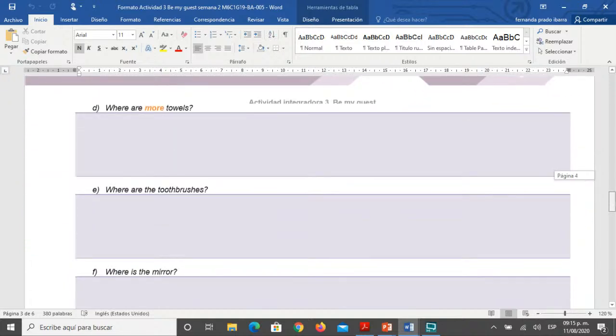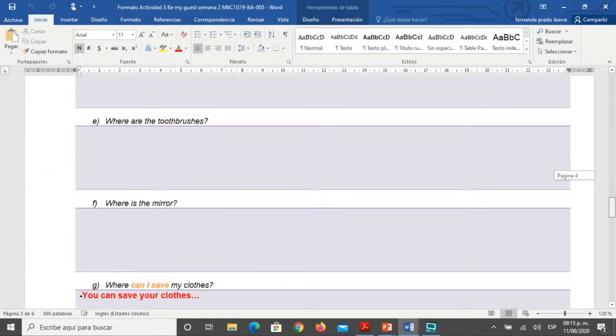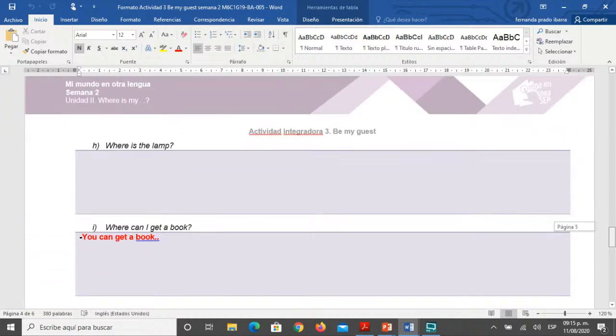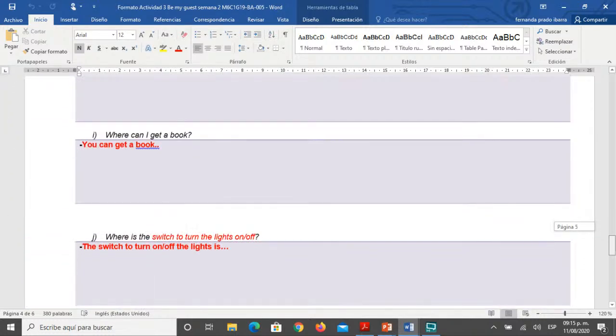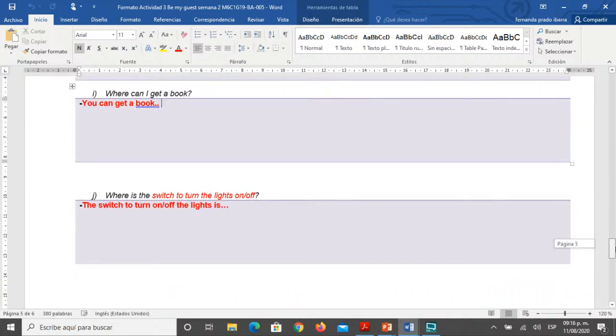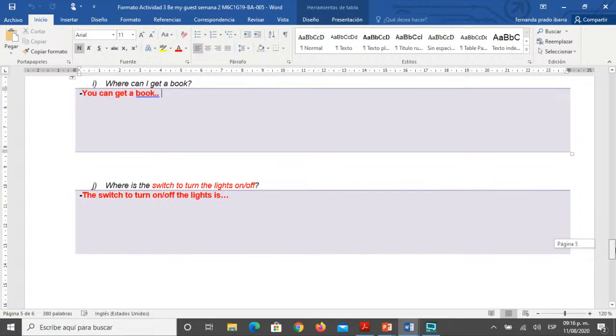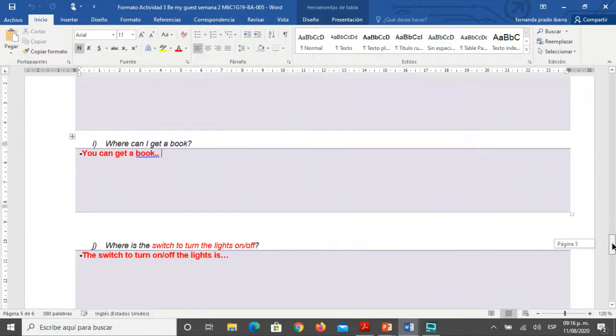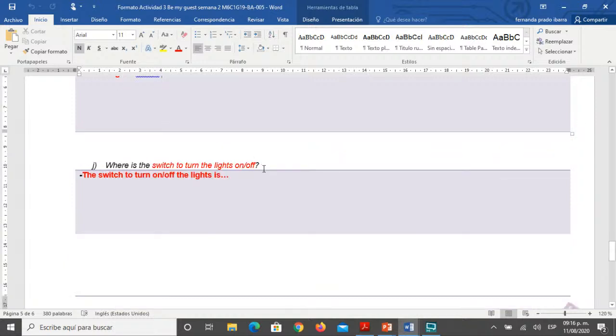Where is the floor? Where are more towels? Where are the toothbrushes? Where is the mirror? Where can I save my clothes? Okay, you can save your clothes in the bathroom or in the closet in the bedroom. Where is the lamp? Where can I get a book? You can get a book in the living room, for example. Yes, next to the kitchen, next to the lamp, between the sofa, etc. Okay, where is the switch to turn the lights on and off? The switch to turn on and off the lights is, okay.